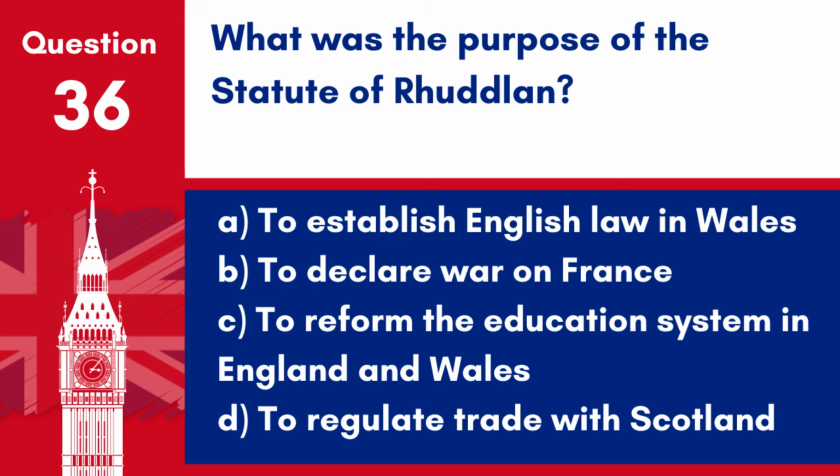Question 36. What was the purpose of the Statute of Rhuddlan? A. To establish English law in Wales. B. To declare war on France. C. To reform the education system in England and Wales. D. To regulate trade with Scotland.